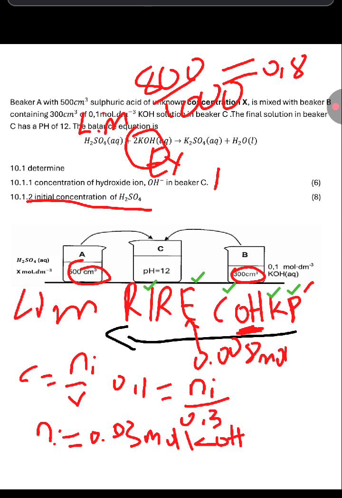Now we can get the reacted number of moles. You know that the initial number of moles is equals to the reacted plus the excess. So to get the reacted, you just take the excess to the other side. You subtract initial and excess.